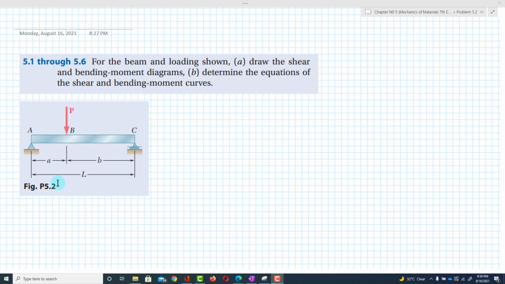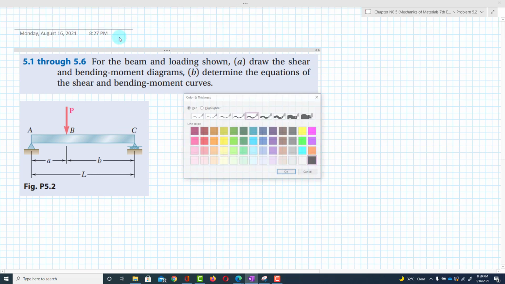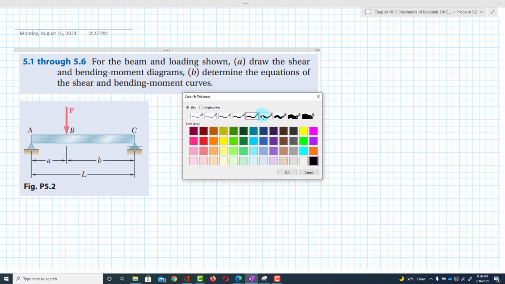Problem 5.2. The statement of the problem is shown in the figure. You are required to find the bending moment and shear force diagram, and also find the equation of shear force and bending moment curves. So let's start with this problem as well.